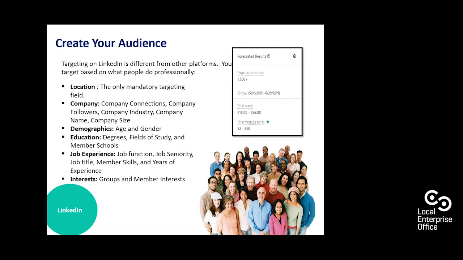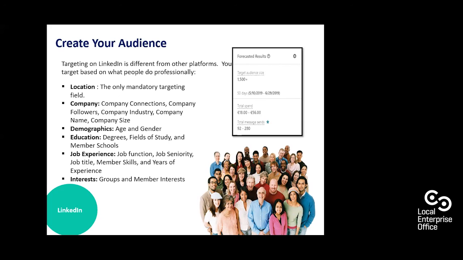So obviously, when it comes to LinkedIn, it's all about a person's professional expertise, their professionalism. So you target based on what people do professionally. Location is the only mandatory targeting field. So for instance, you could target people based in Ireland, you could target people in the UK, or obviously you could target people who have a LinkedIn profile and are based in Donegal. Then company: company connections, company followers, company industry, company name, company size.